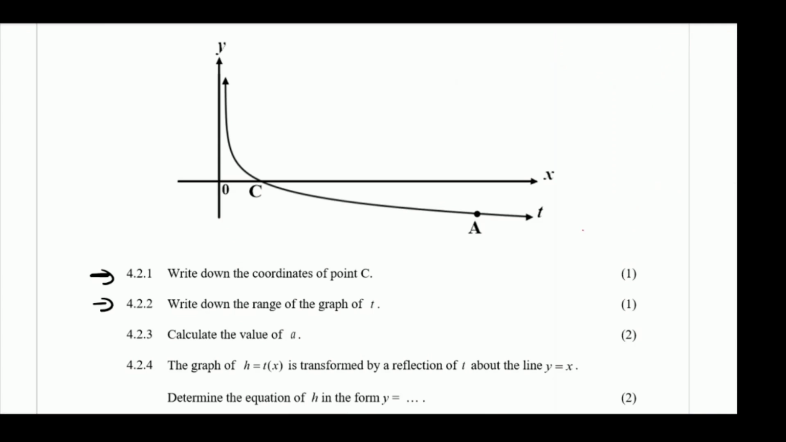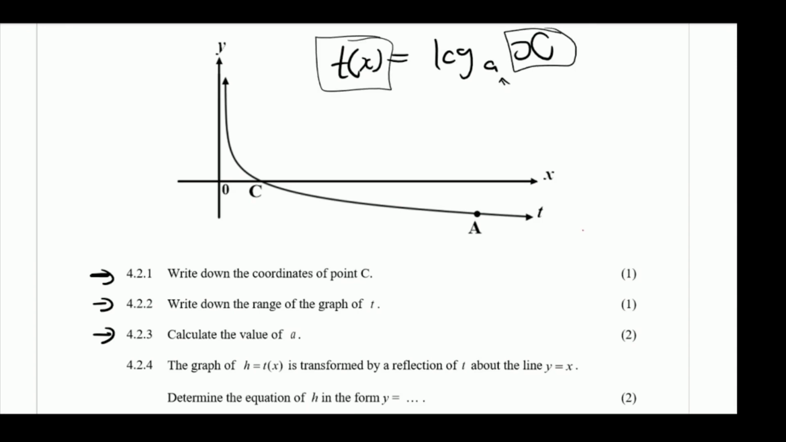And then now we are asked to find the value of a. So we know our t of x, the given equation, is log base a of x, right? And we want to find this a value here. To find this a value, you need to substitute a value for y and a value for x. So what are you going to use? You're going to use a point. In this case, you're going to use the point A, which is (5, -1). We're given this point here. So we're going to substitute it in this equation to find our value of a.